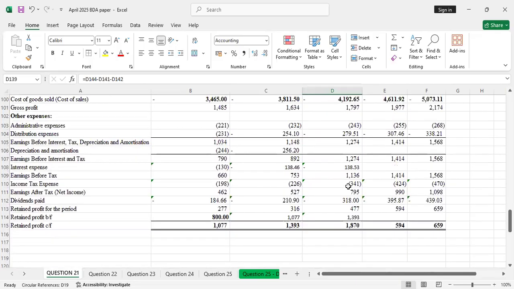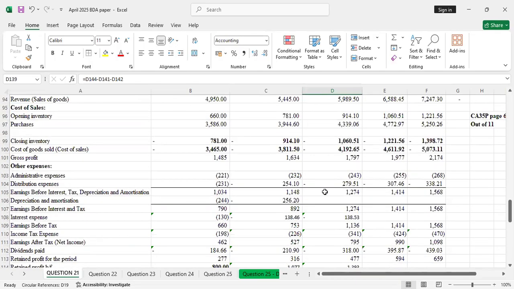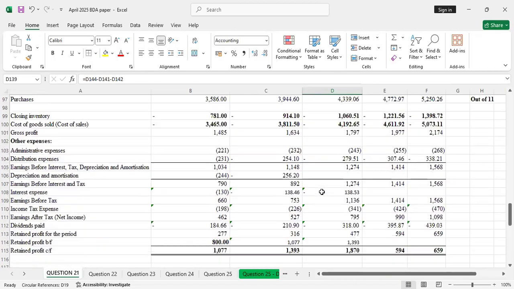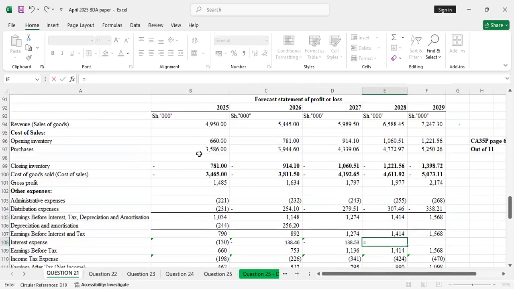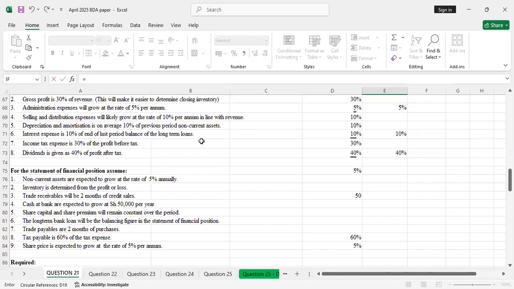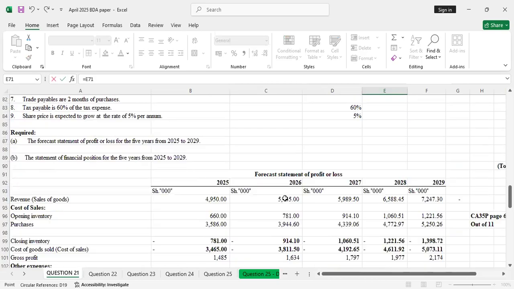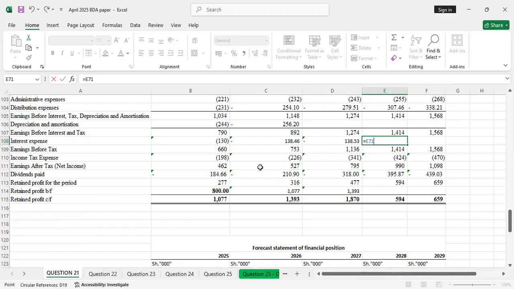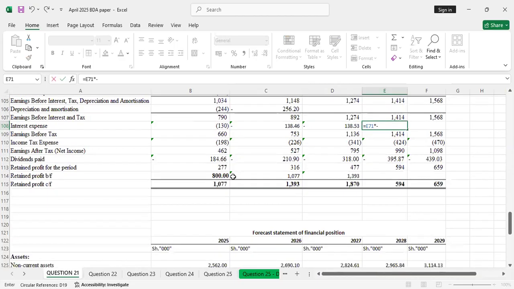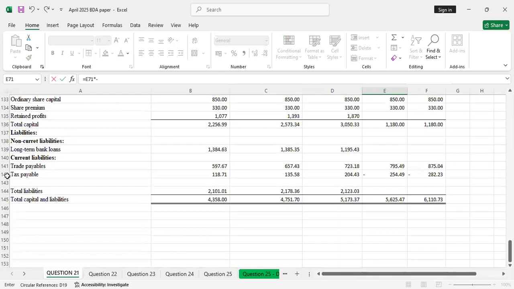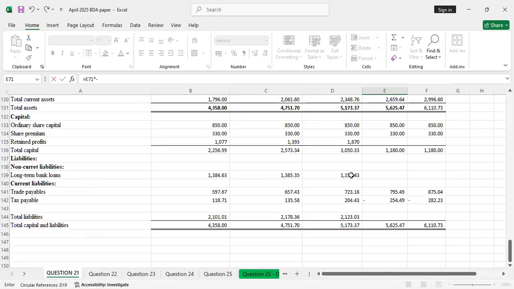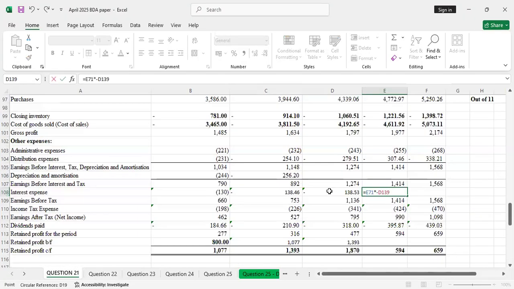So I'll go back to the interest expense. What's the interest expense? It was how much? Interest expense was 10% of the previous year's. So I just take that 10%, multiplied by negative because I want that interest expense to be negative. Long term, it will be that. Then I'll enter.